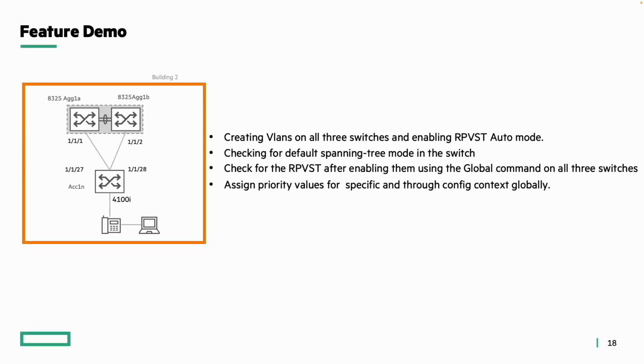As a part of the demo, we'll consider 3 switches: the 8325 aggregates A and B, and my 4100i, which I have connected here. Here are 2 interfaces, and we'll be trying to create VLANs and check if RPVST is applied to them or not.